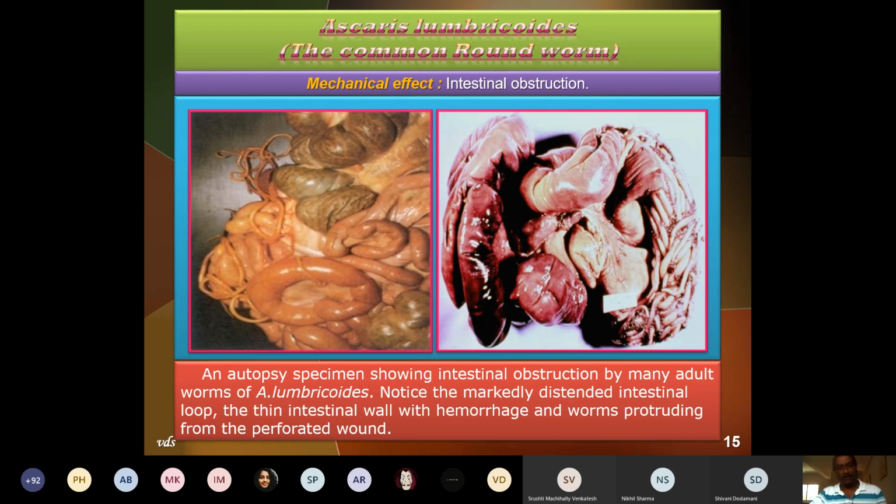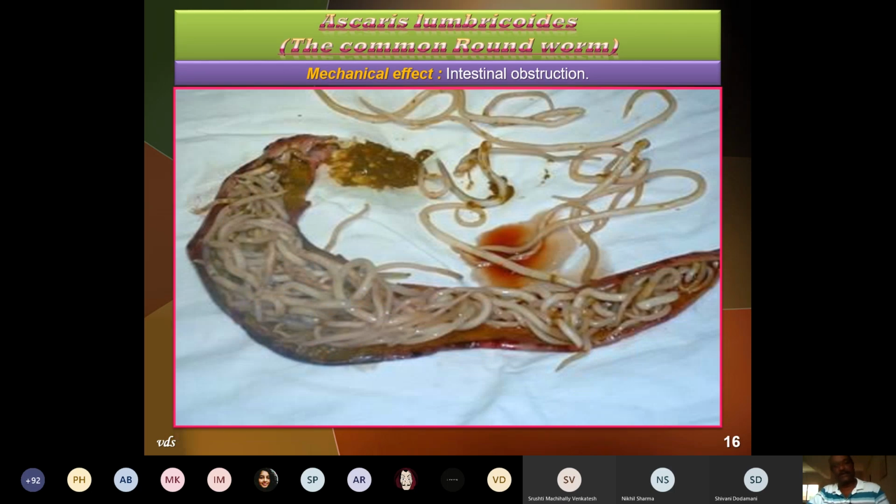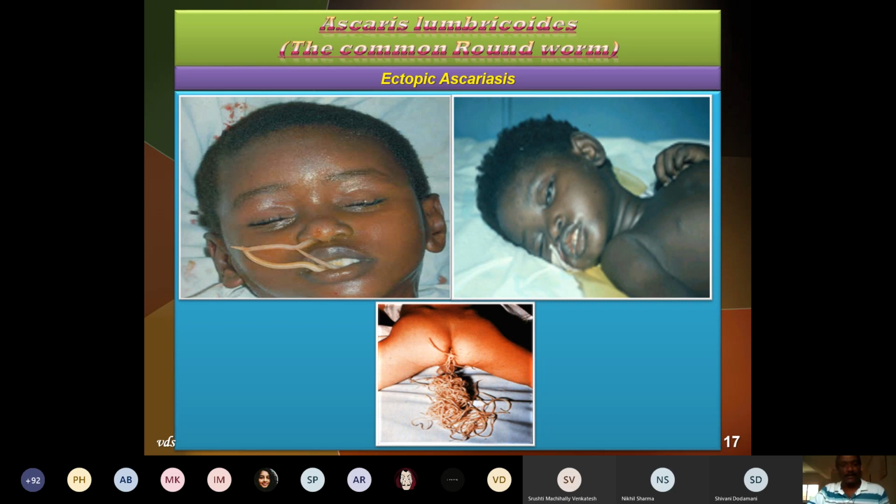Now here, I'll run through some of the slides. It is the intestine filled with a number of adult worms which are entangled together, completely blocking the intestine. This is the excised piece of intestine of the fatal case of ascariasis, intestinal obstruction. Again, the section of intestine has been extracted. You can see the number of Ascaris adult worms which have been excised. And this is the fatal case where ectopic ascariasis is seen, with worms coming out from the nose and the mouth.